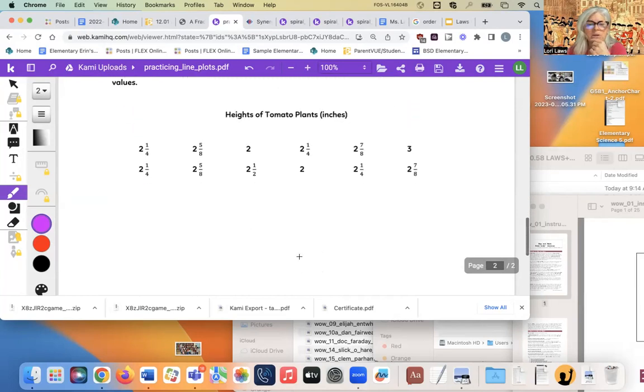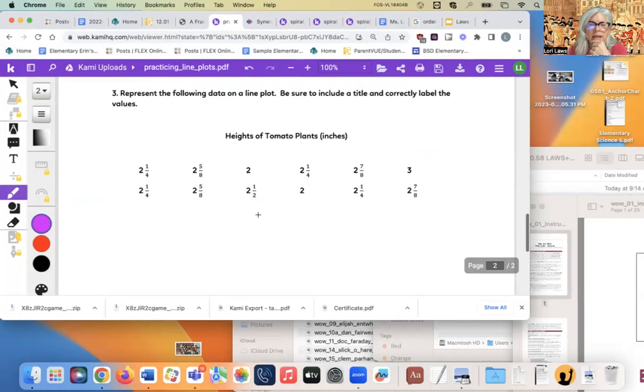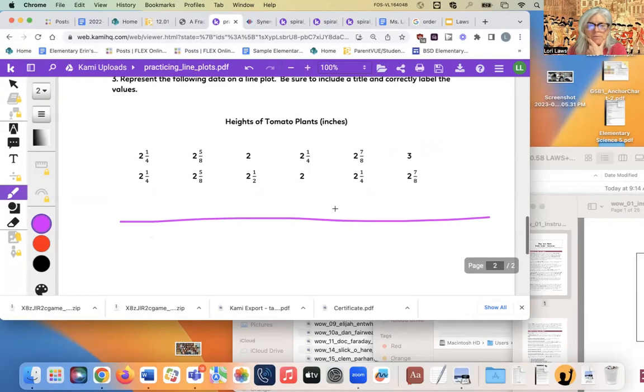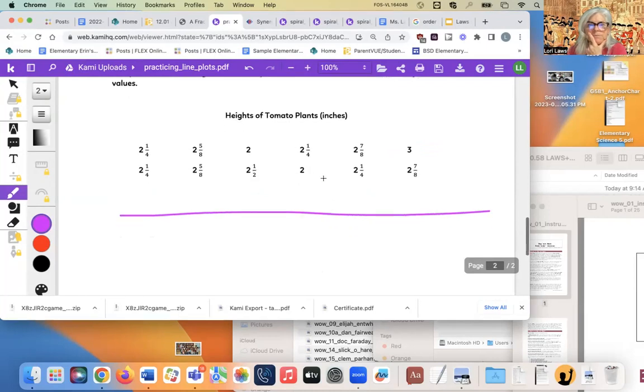All right. Here they're going to have you make a line plot. Find the lowest number. What's our lowest number here? Who sees the lowest number? Liam, Amadi, Vivi, Mila, Javen. Who sees the lowest number? 2. Okay, 2 is our lowest number. We're going to put that there. What's our highest number? 3.